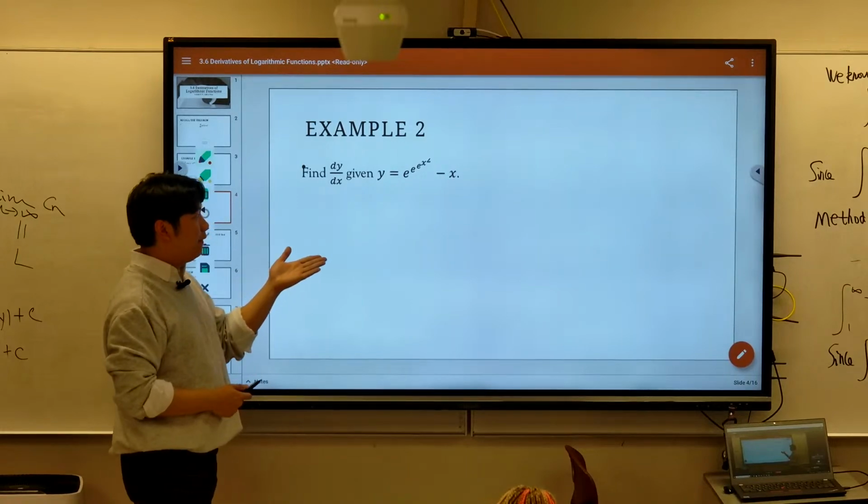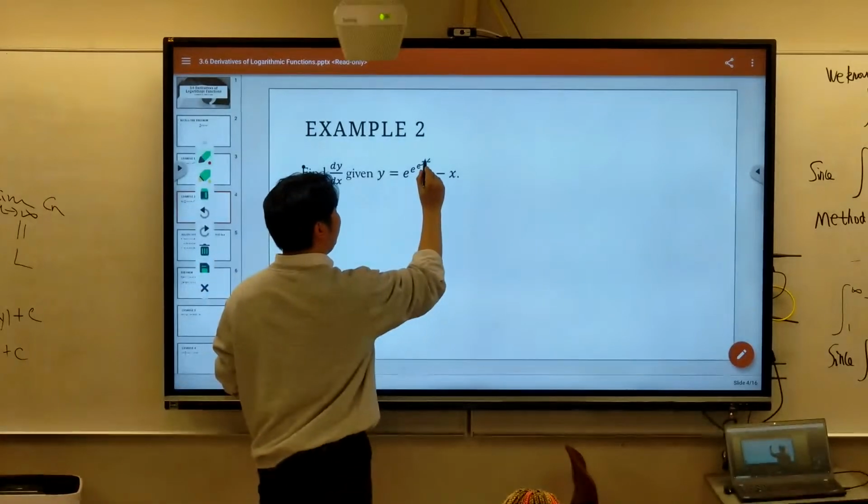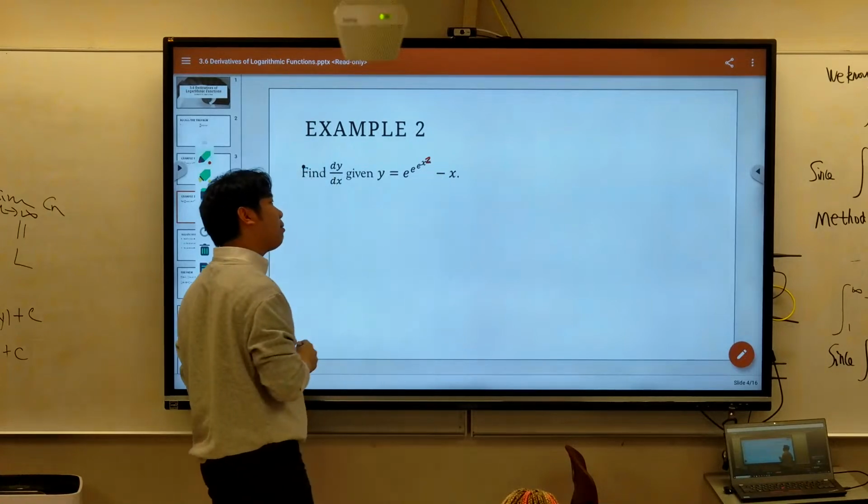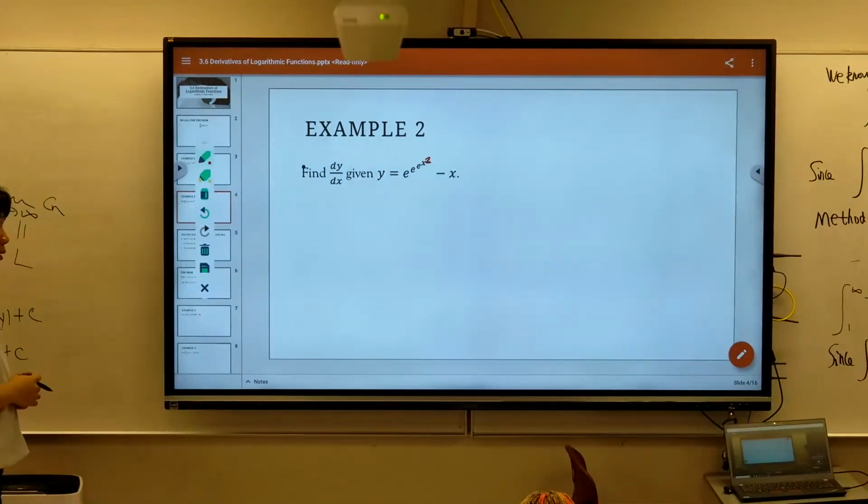So looking at this function, let me go ahead and write this 2 so that's very clear that this is supposed to be x squared here. I think we can all agree that that minus x is not going to really give us a problem on taking the derivative. We know how to get the derivative of negative x.